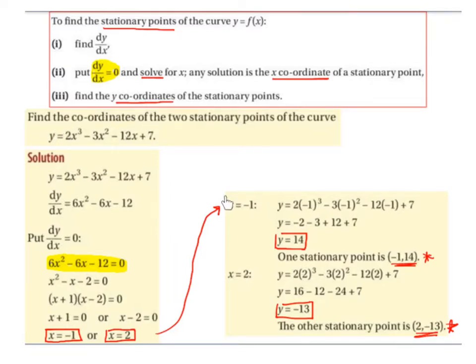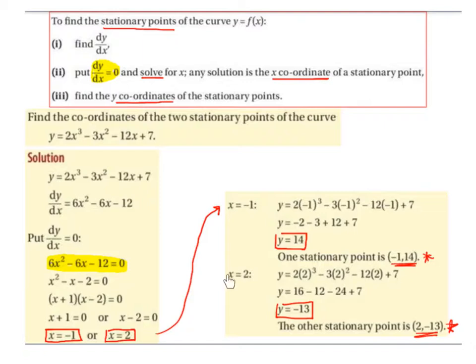So let's start with minus 1. When x is minus 1, we have y equals 2 times minus 1 cubed, minus 3 times minus 1 squared, minus 12 times minus 1 plus 7, which is 14. So one stationary point is minus 1, 14.